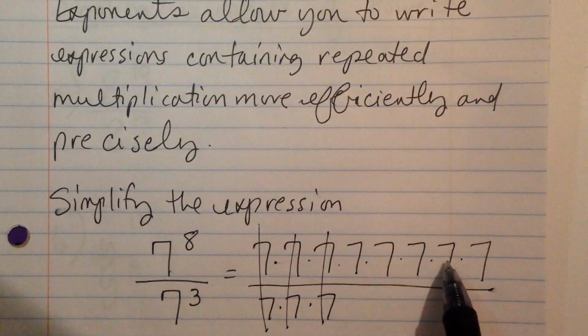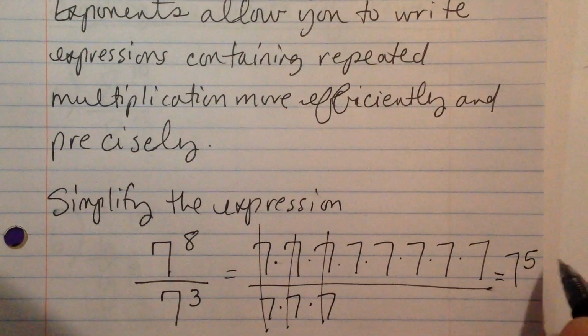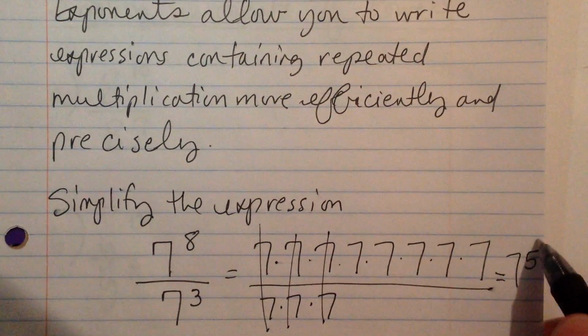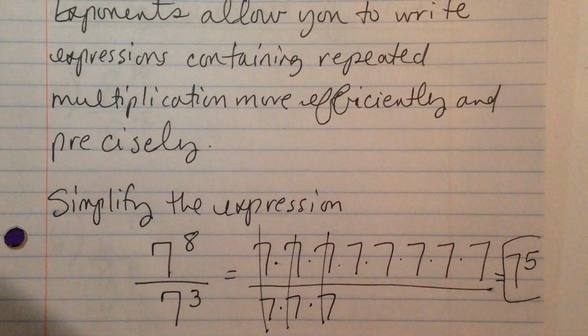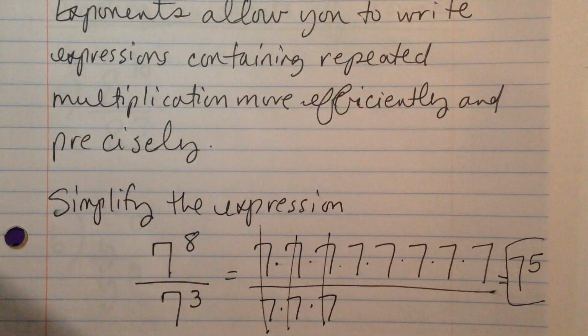1, 2, 3, 4, 5. So it ends up I have 7 to the 5th left. I have 5 sevens, so we write it 7 to the 5th. Therefore, my answer to this problem would be 7 to the 5th.